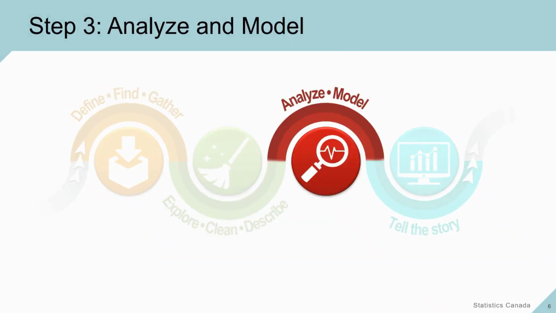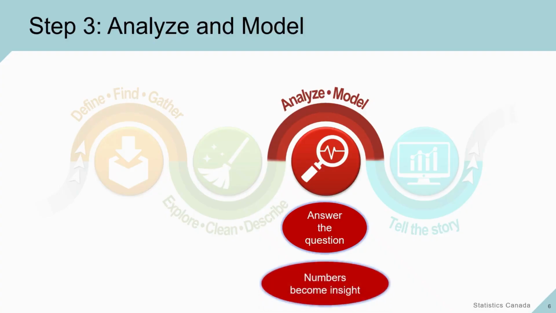Step 3. Analyze and model. This is where data begins to answer the question. In this step, you use appropriate methods to identify patterns, compare groups, describe relationships, or draw conclusions. Sometimes the analysis is straightforward, sometimes it is more advanced. In either case, the purpose is the same: to turn raw data into meaningful information. This is the point where numbers begin to become insight.